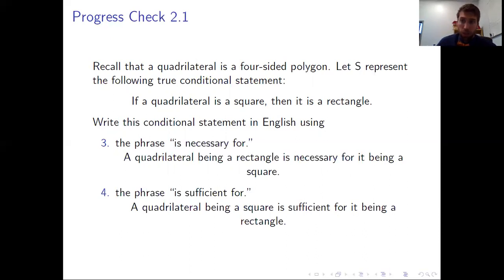All right, this is the end of part 2. We'll do progress check 2.2 next.